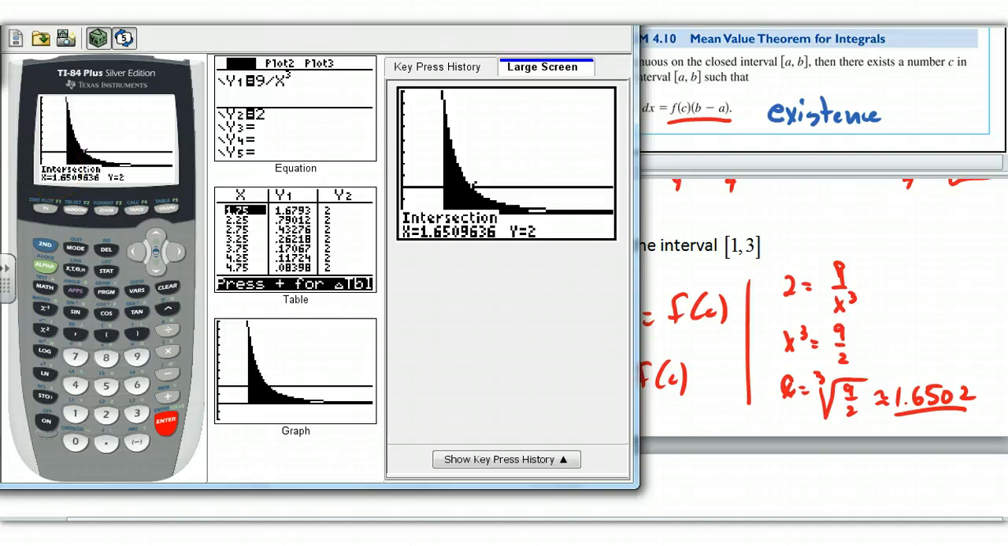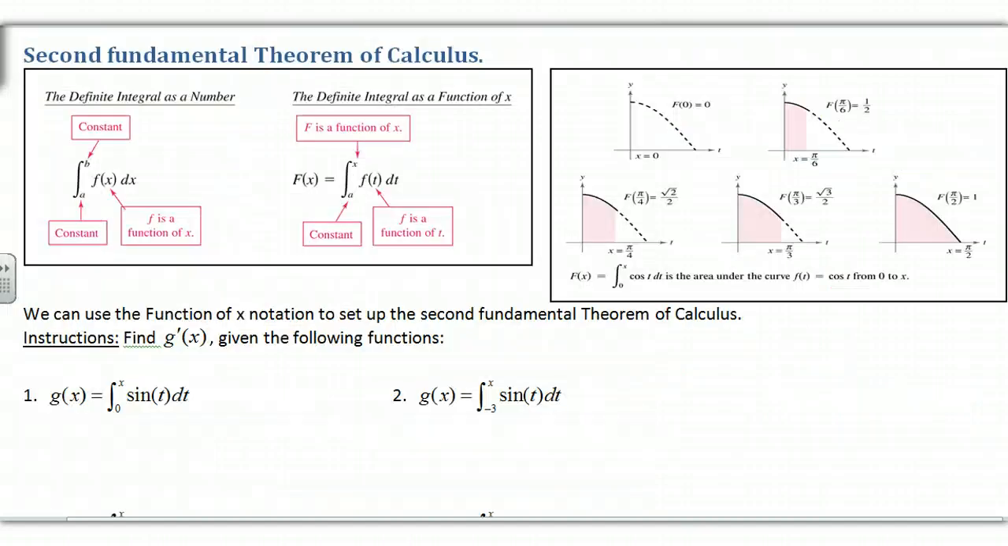Now moving on to the second page, second Fundamental Theorem of Calculus. With this, what we've had so far is a definite integral, and we have 2 constants, and then we can go ahead and find that area under the curve. What happens though is that sometimes we want the integral to be a function of x, and so this upper limit would be a function of x.